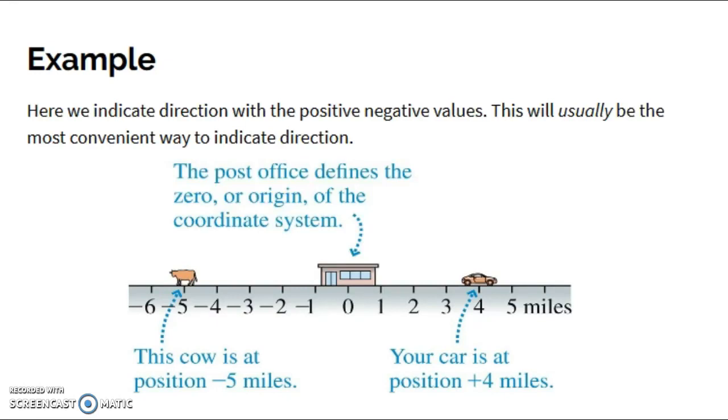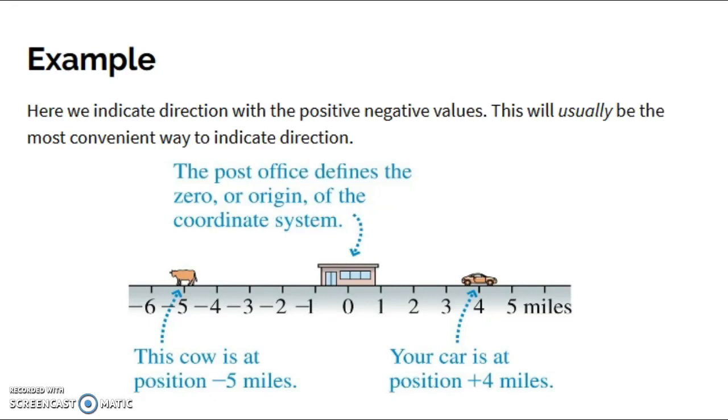Maybe this is the eastward direction, something along those lines. Though if I call the positive direction here to the right, then I can just say that the car is at position 4 miles, a positive 4 miles. Whereas the cow, on the other hand, since it's to the left of my origin, to the negative side of my origin, is at a location you can either say 5 miles left of the origin or a negative 5 miles. So here, these positive and negative signs indicate direction, and that's super important.